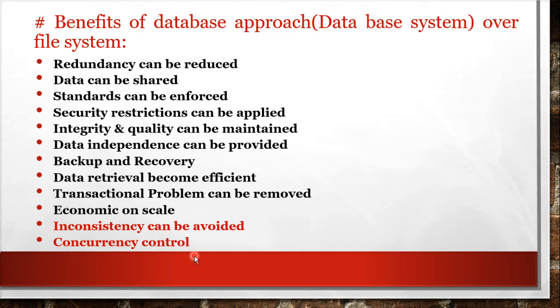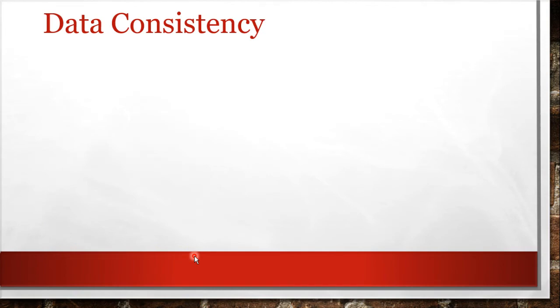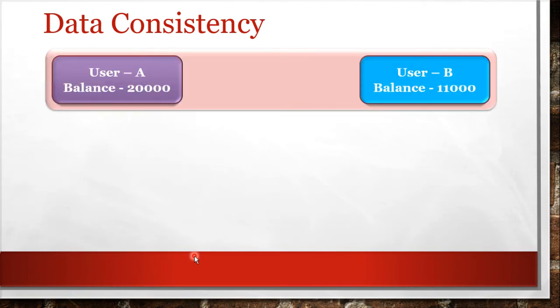So what are these two points? The first one is data consistency. Let's understand the concept of data consistency using a simple example. We have a user A and a user B. The balance of user A is rupees 20,000 and the balance of user B's account is 11,000. So this is the initial account record that we have. Next, user A wants to transfer an amount of rupees 1,000 to user B's account.